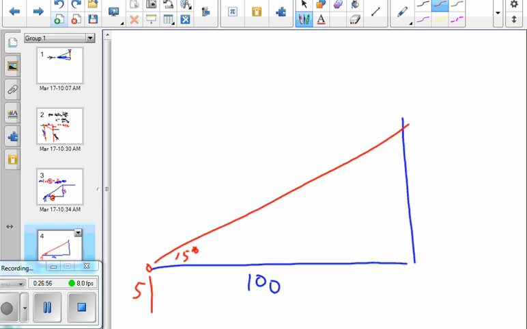So now if we go 15, we want this height here, tangent's opposite over adjacent. So tangent of 15 is equal to x over 100. So we go 100 times tangent of 15. Tangent of 15 is again 0.267. Timesing it by 100 is 26.79. Add 5 onto that. Plus 5.